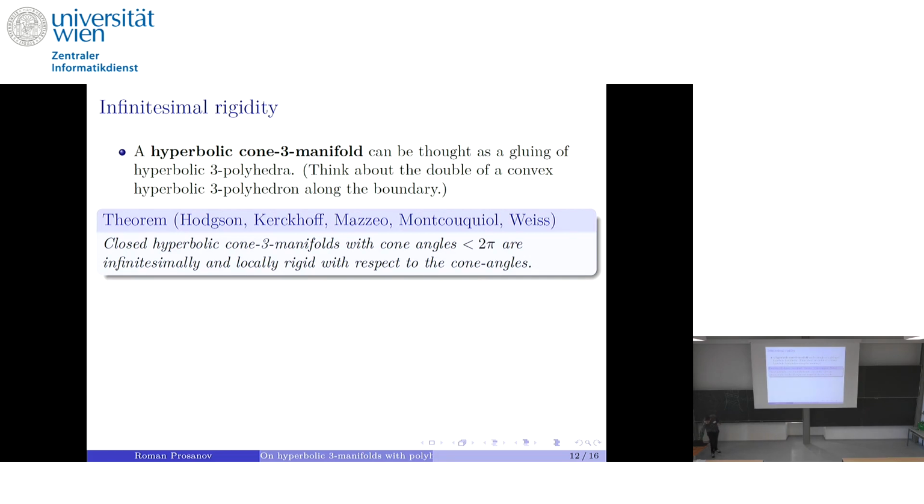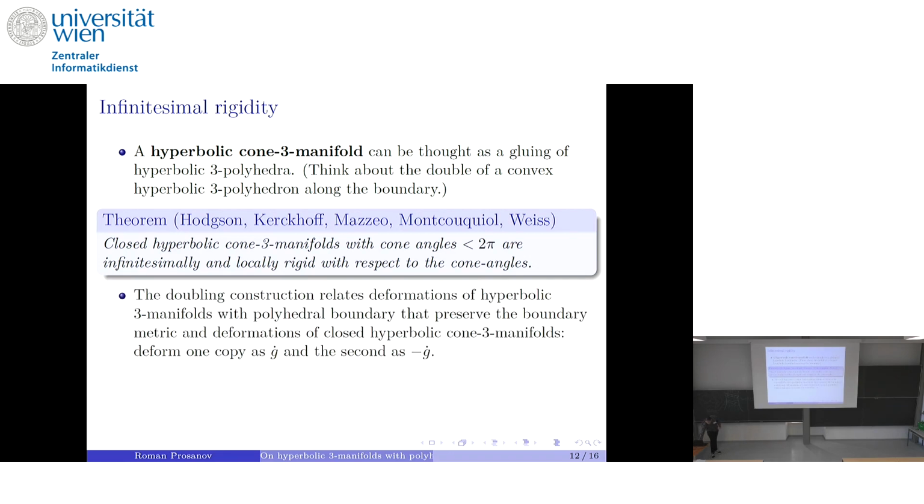All right, so the heuristic approach is more or less the following: the doubling construction allows us to relate deformations of a hyperbolic 3-manifold with polyhedral boundary that preserve the boundary infinitesimally, and deformations of a closed hyperbolic cone-3 manifold. Because we have a hyperbolic 3-manifold with non-empty polyhedral boundary, we take 2 copies of it, and suppose that we have a break in infinitesimal rigidity. So we have a variation of the metric that infinitesimally preserves the boundary. Then we can consider one copy deformed by this deformation, and another copy deformed by the negative of this deformation.